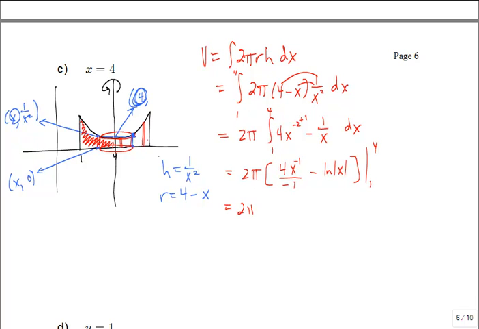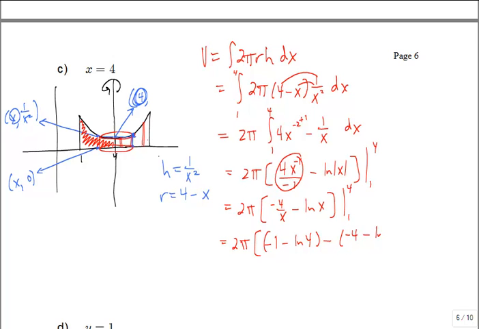And if you want, you can rewrite this guy right here as negative 4 over x, just so that it's a little easier to plug in. And I'm not going to need my absolute values because my inputs, my bounds here are positive. So this is going to be negative 4 over 4, which is negative 1, minus ln of 4. And then when I plug in 1, negative 4 over 1 is negative 4, minus ln of 1, which goes to 0.